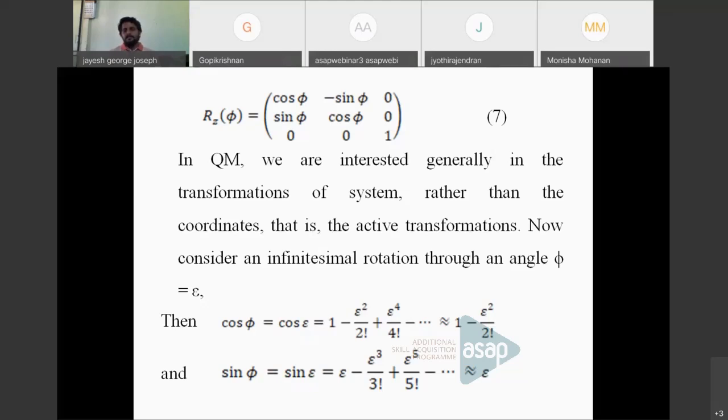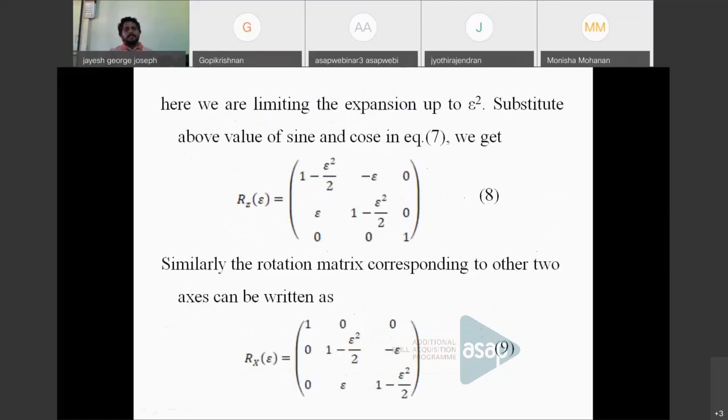And here we use the expansions of cos and sine. Similarly, sine phi is equal to sine epsilon. This is equal to epsilon minus epsilon cubed by 3 factorial plus epsilon to the power 5 by 5 factorial minus etc. That is nearly equal to epsilon. And here it means in these two we limited up to the power of epsilon squared, and all other higher orders we neglected.